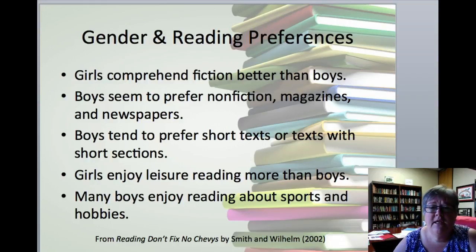First, girls tend to comprehend fiction better than boys. But what we know, in fact, is that as human beings, we're hardwired for story. So even though girls tend to comprehend fiction better than boys, all of us learn via story. They found that boys seemed to prefer nonfiction, magazines, and newspapers. They found that boys tend to prefer short texts or texts with short sections.